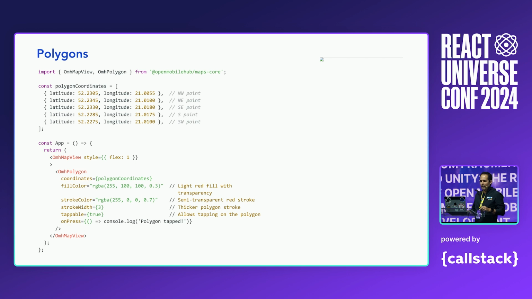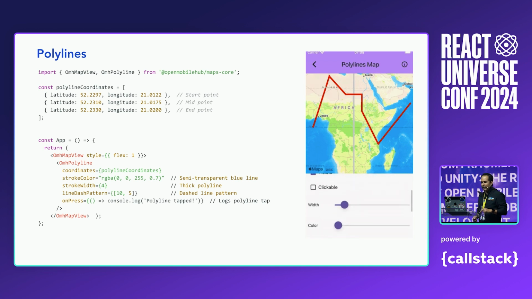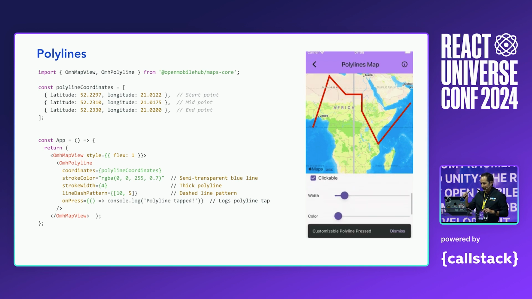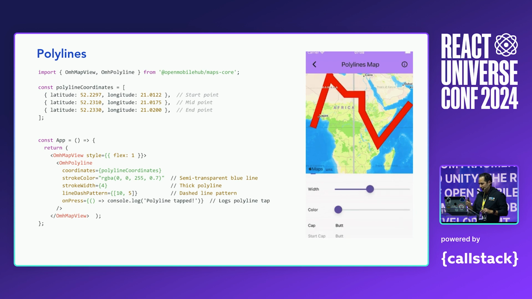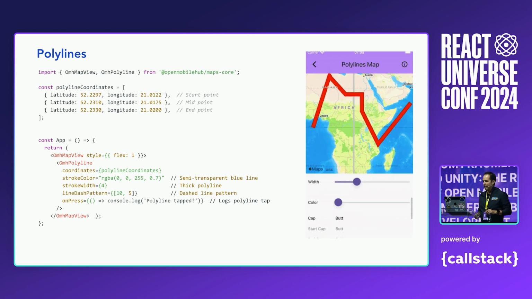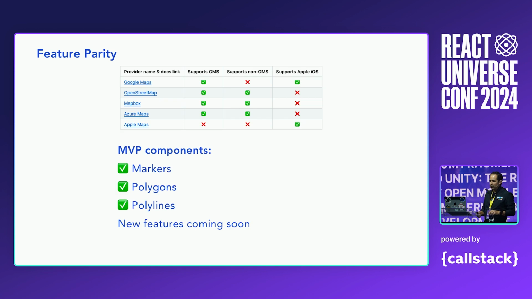We also support polygons and polylines, right? On the right side, you see a sample. I'm going to play some recording about the sample lab, so I just put it in here just in case we had any issues.